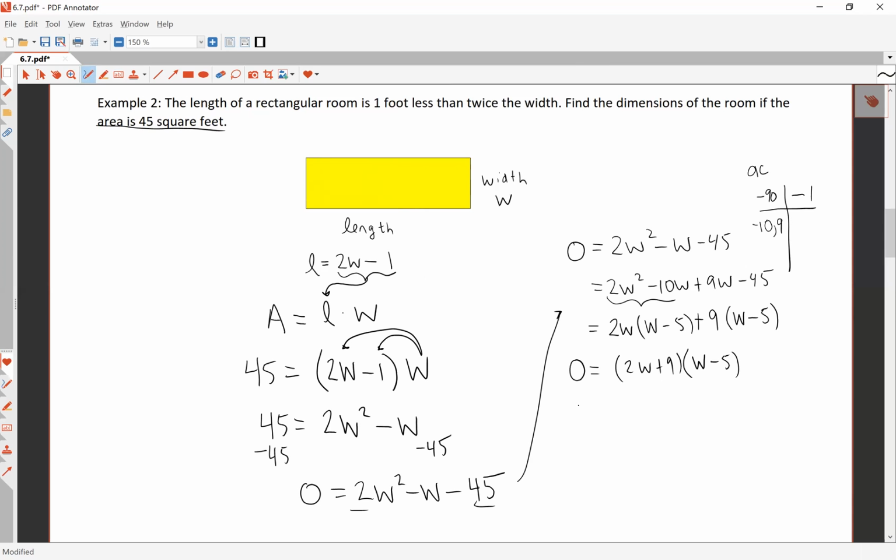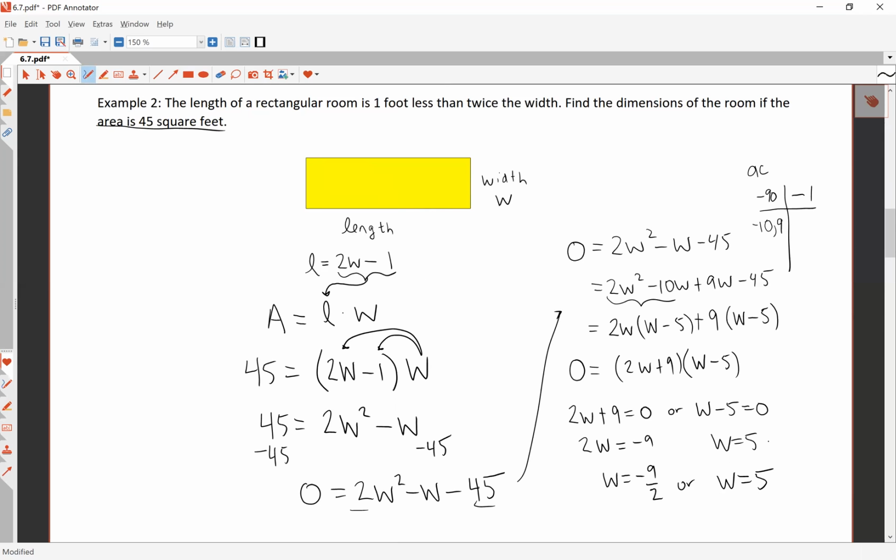Now that we have the factors, we set each of our factors equal to 0. The first one says 2w is negative 9, which makes w equal to negative 9 over 2. Second one says w minus 5 is 0, or w equals 5. So either w is negative 9 halves or w is 5.